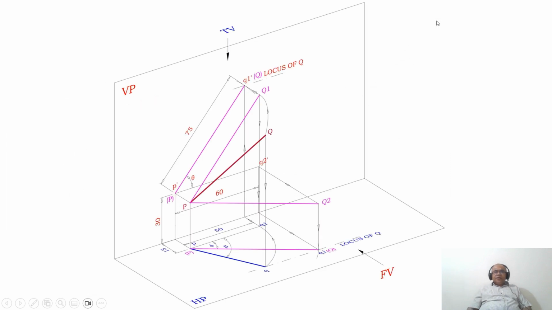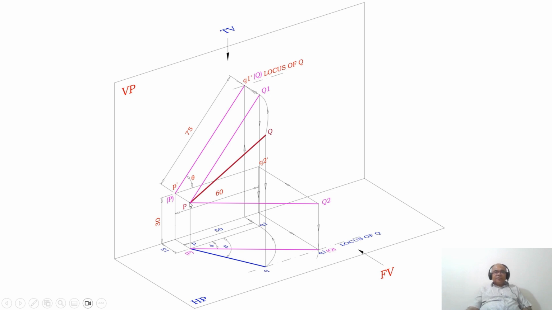Now we need to get the top view line. How to get the top view line? As we know, the top view is 50 mm here. Due to the presence of the locus of Q in the top view, Q1 is not in front of VP by 50; instead, Q1 is in front of VP by this distance, such that without altering the length of the line, PQ1 should be rotated so that it comes and touches the locus of Q in the top view. So how to do that?